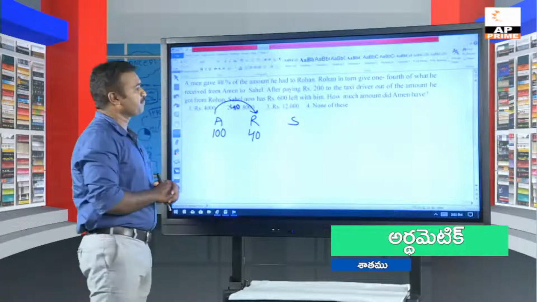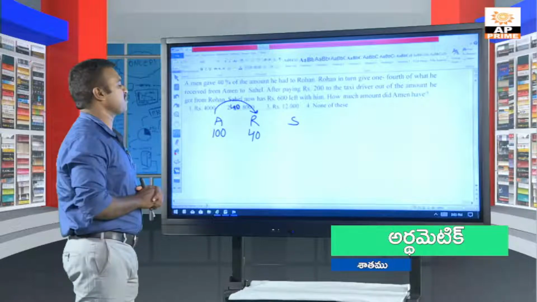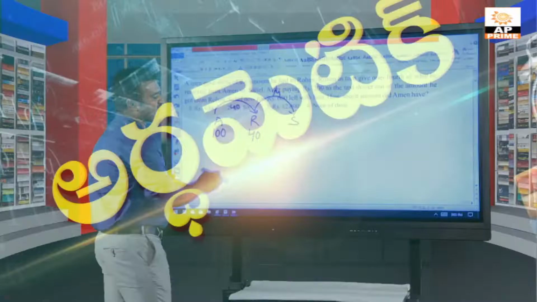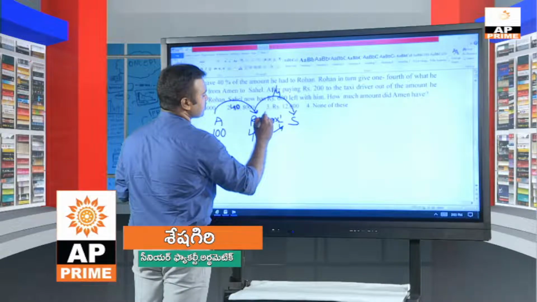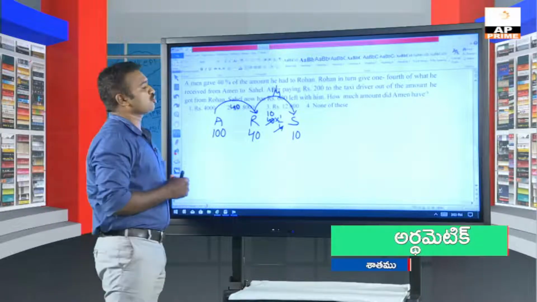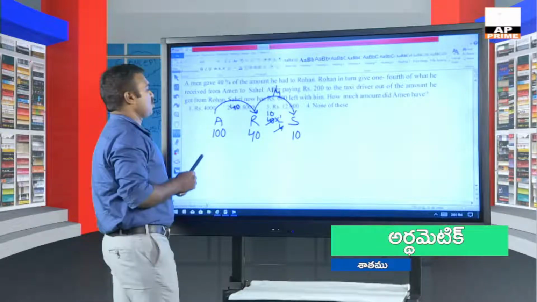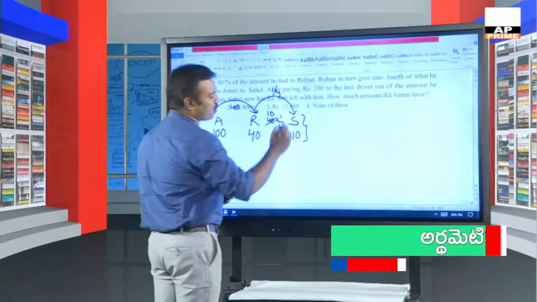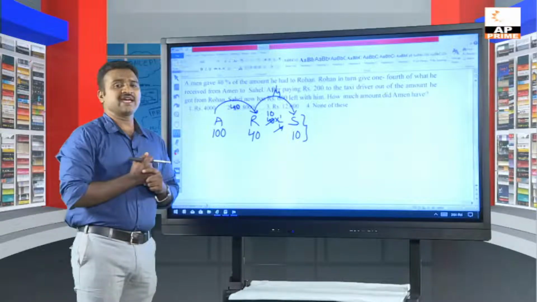నెక్స్ట్ Rohan in turn gave 1/4 of what received from Aman to Sahil. రోహన్ వీడికి 1/4 amount ఇచ్చాడంట. వీడి దగ్గర 40 rupees ఉంటే 40లో 1/4 సాహిల్కి ఇచ్చాడంట. అంటే 10 rupees ఇచ్చాడు. అయితే after paying 200 rupees to the taxi driver out of the amount from Rohan, Sahil now has 600 rupees left with him. సాహిల్ 200 రూపాయలు taxi కి ఇచ్చారంట. అలా ఇచ్చేసిన తర్వాత వాడి దగ్గర remaining 600 ఉన్నాయంట.